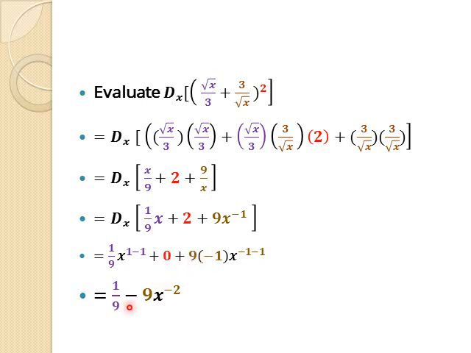Negative 1 times 9 gives me negative 9. Negative 1 minus 1 gives me negative 2. So my answer, 1 mark for 1 over 9 and 1 mark for negative 9x to the negative 2. You can write it as a positive, but it's not necessary.